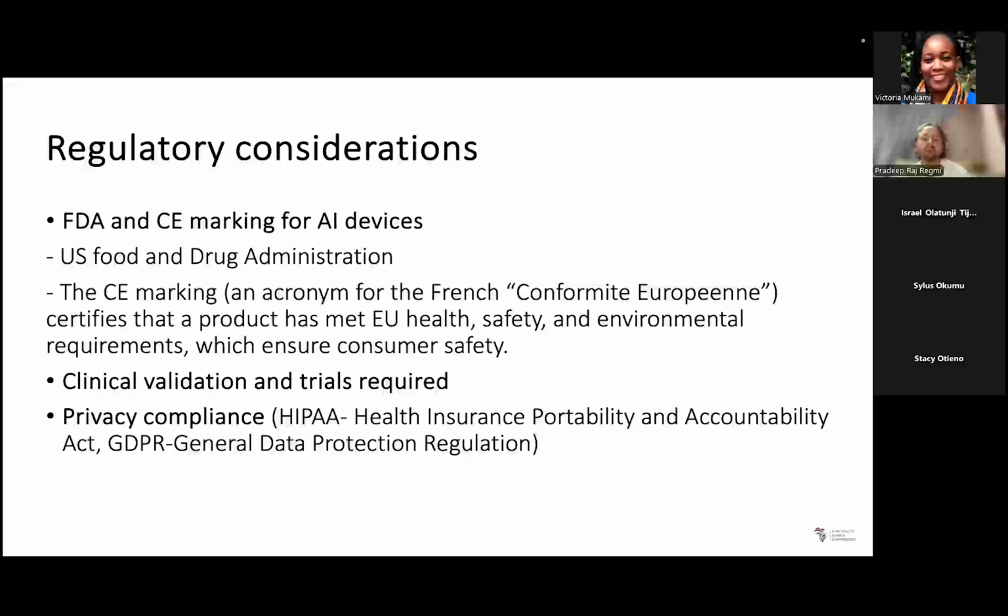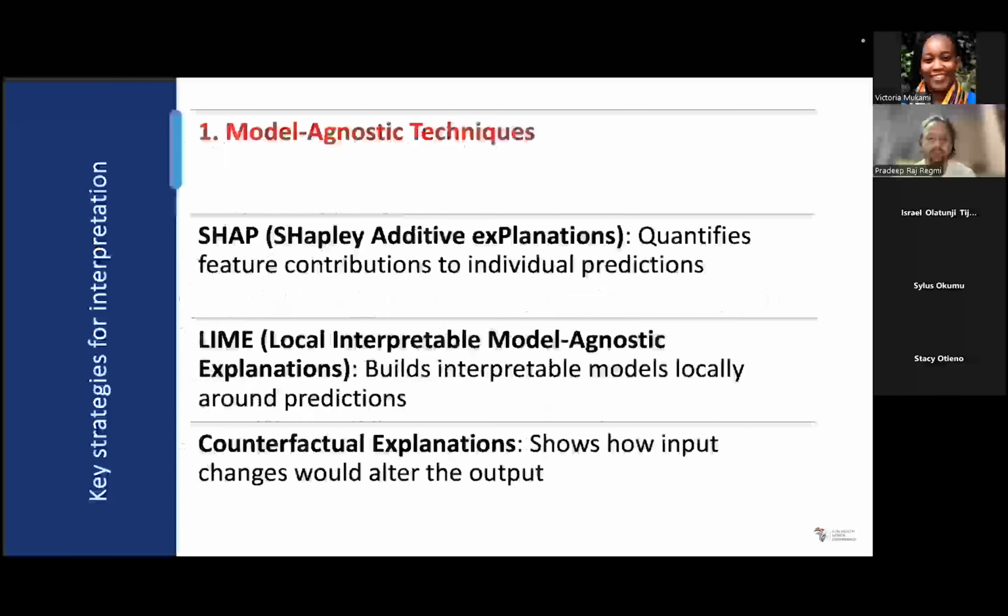And regulatory considerations for interpretation of AI models include FDA clearance and the European one, which shows whether products have met health, safety, or environmental requirements. Clinical validation and trials are also required. And privacy compliance, protection under HIPAA or the General Data Protection Regulation, must be taken care of before integration of the AI models. So these are some I found regarding interpretation models.